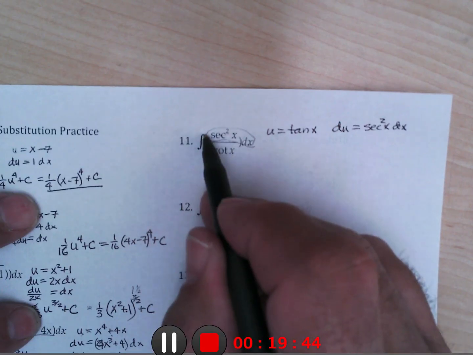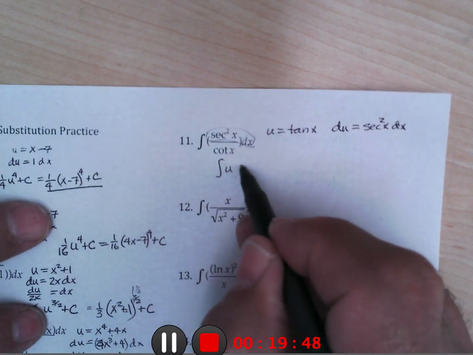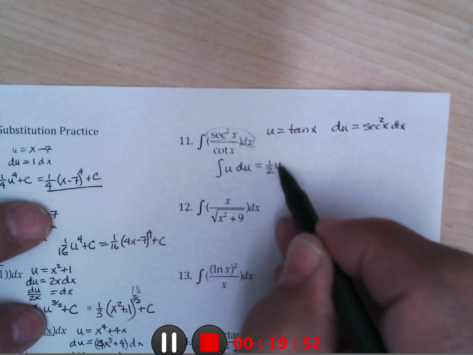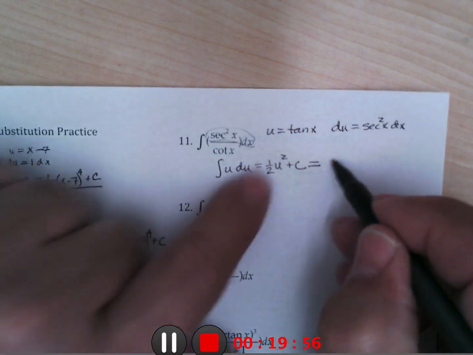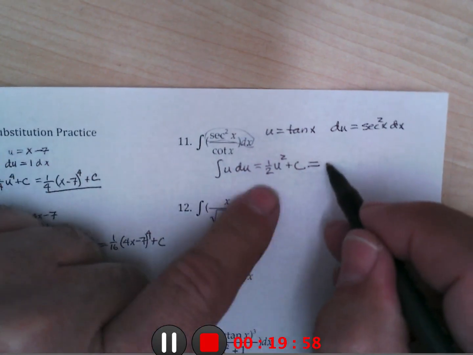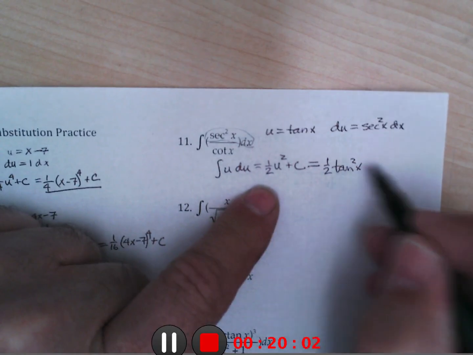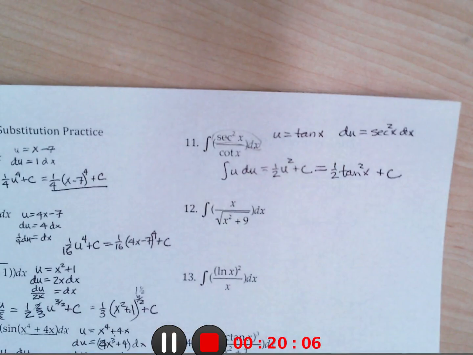So this is just the integral of u du, which is 1/2 u squared plus c, which, replacing the u, becomes 1/2 tangent squared x plus c. So it helps to know your trig identities to do these.